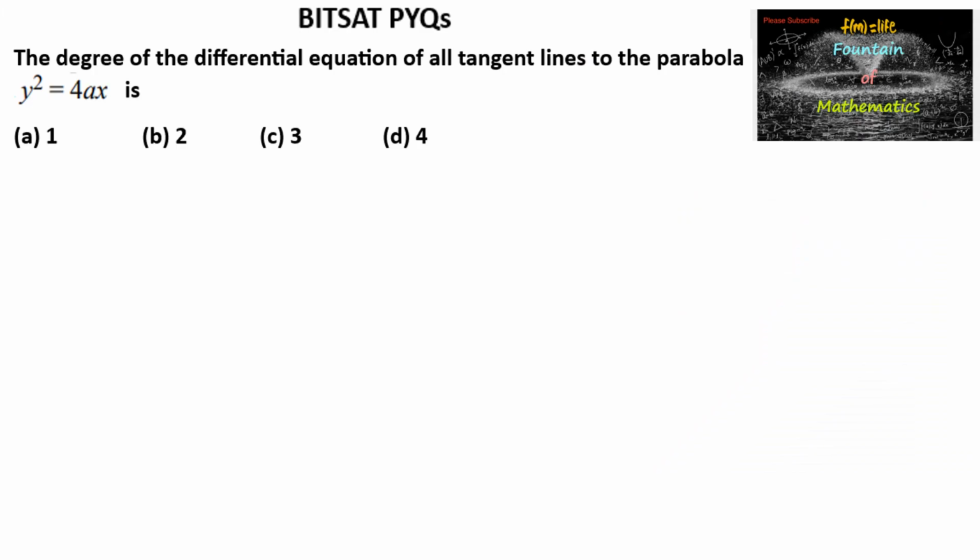The degree of the differential equation of all tangent lines to the parabola y square is equal to 4x. So for parabola y square is equal to 4x, let us consider one point. The tangent equation at this point having the slope m, we can write y is equal to mx plus a upon m.